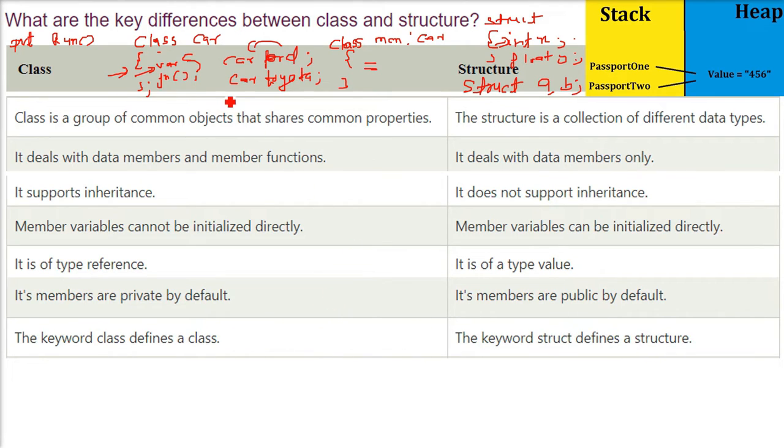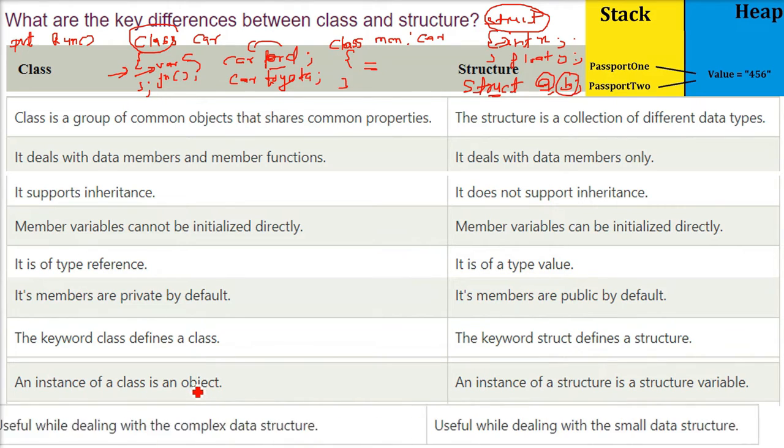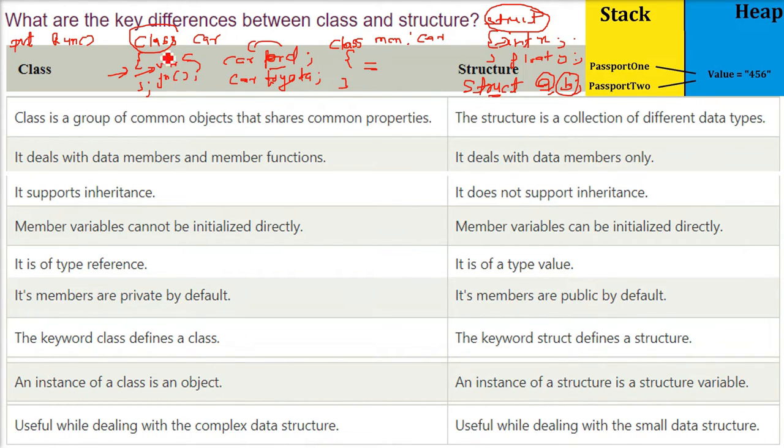The keyword class defines a class, so you have to write class. For structure, you use a keyword called struct. Then you can make the structure variable and class variable. An instance of a class is called an object, on which object oriented programming is based. And the instance of structure is a structure variable.